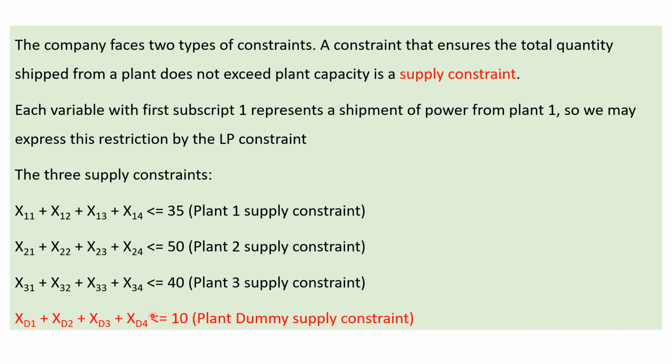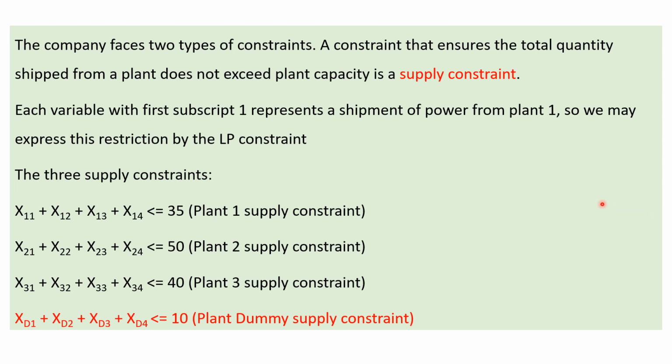And the last one is the dummy supply, or the dummy power plant. The dummy power plant capacity is 10. So xd1, xd2, xd3, xd4, that is the power provided from the dummy plant to the 4 cities, cannot exceed 10 because the dummy power plant is assumed to have a capacity of 10. That is the difference between the total supply and the total demand. So this is what we call the supply constraints.